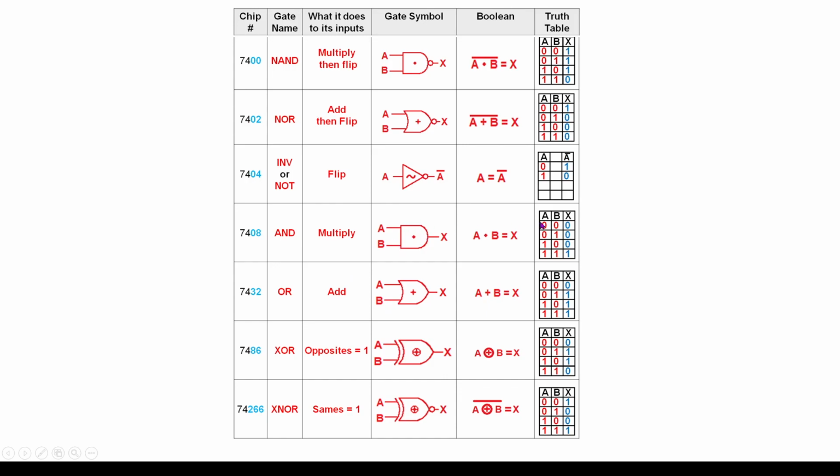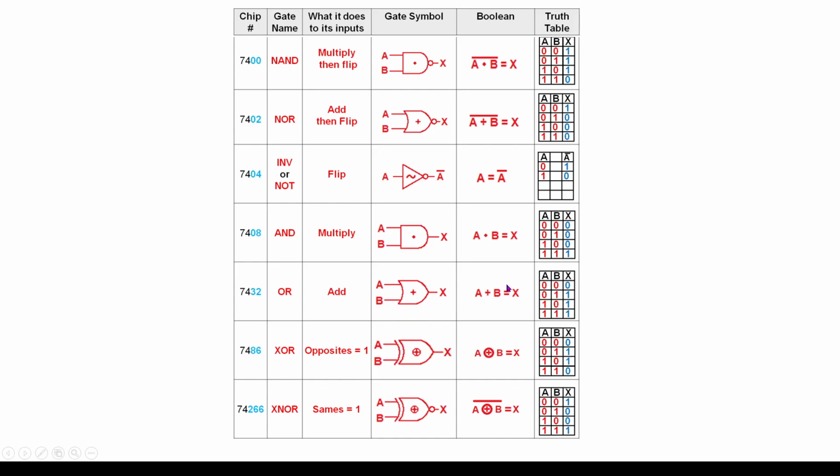Because, you know, this AND gate is exactly the same as the NAND gate, except that it inverts the output of a regular AND gate. The OR gate and the NOR gate are also very similar, except that they're inverted. The NOR gate inverts. It adds first, then it flips. This one only adds. This one adds first, then flips. And so this output is different than this output, completely exactly opposite.